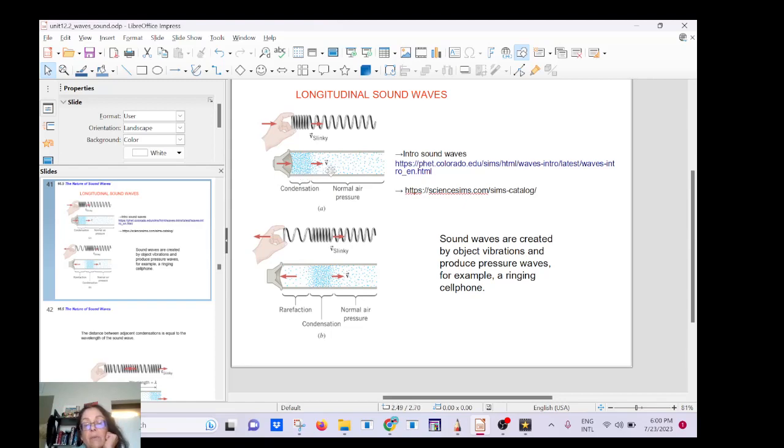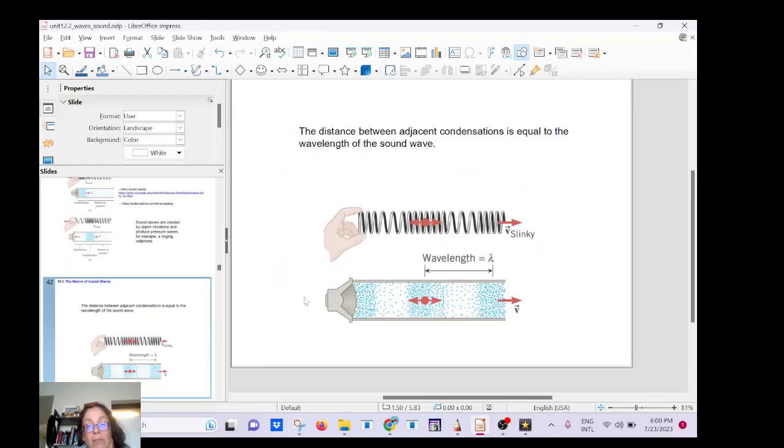Each time you have a wave, something has to shake. For a sound wave, it's the particles that are shaking. Each time you have a sound wave, you're going to have compression: high pressure, low pressure, high pressure, low pressure, high pressure, and it's moving along at the speed of sound.